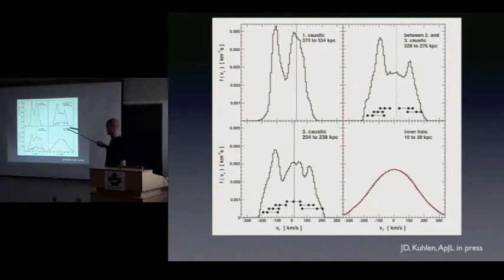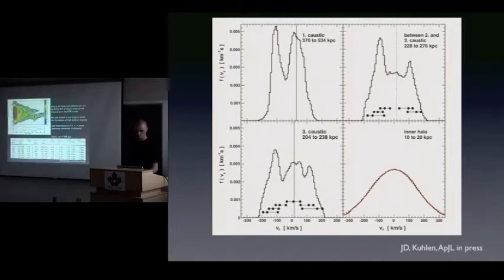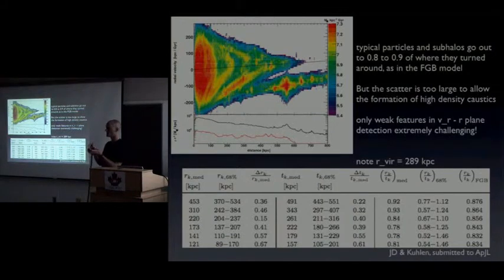Of course, that doesn't exclude that there's structure. I'm just saying that the inner halo is practically smooth in this radial velocity radius diagram. In the full six-dimensional phase space, it's of course not smooth. There's substructures and streams, and maybe caustics in the inner halo, like in the fine-grained distribution. But in the global picture, there's just these weak outer caustics in phase space, but not in density.